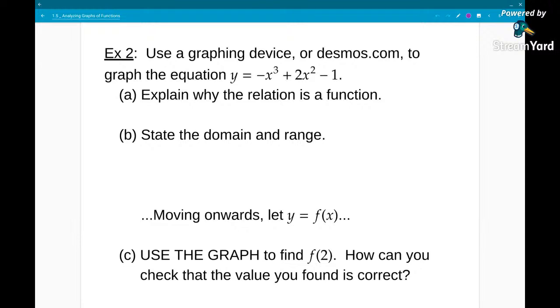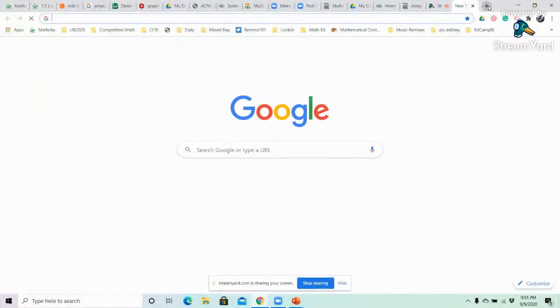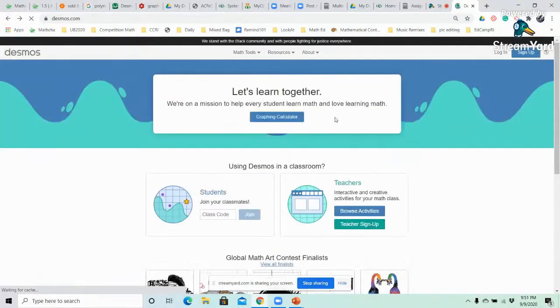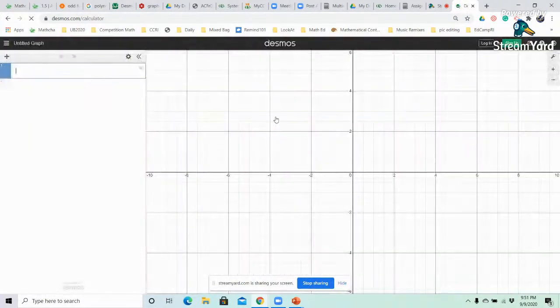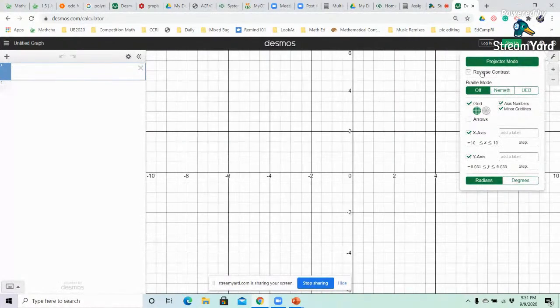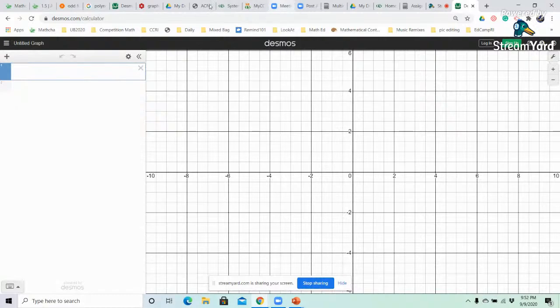So I'm going to share my screen on this tool. I'm going to go to Desmos.com, and just click the graphing calculator link here. I switched to projector mode because it just makes it a little bolder, plus because you're watching on the video, should help. So I asked you to graph y equals negative x cubed.